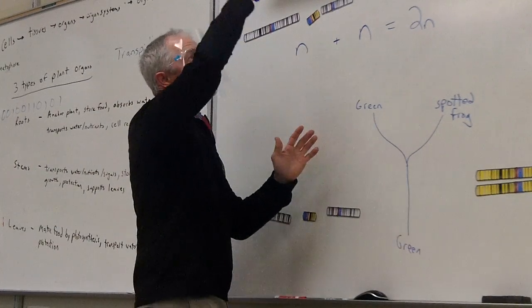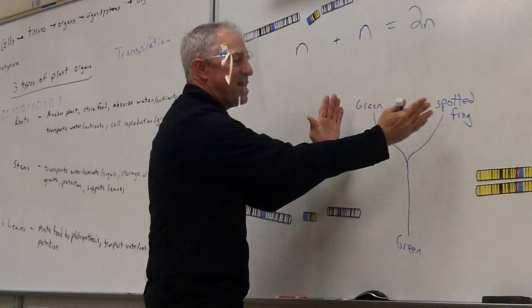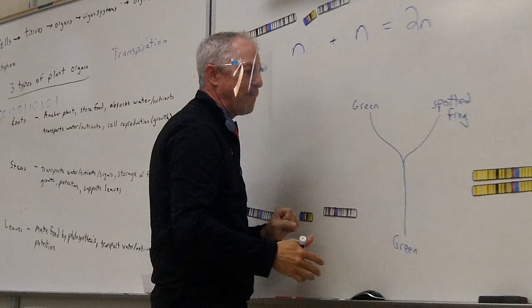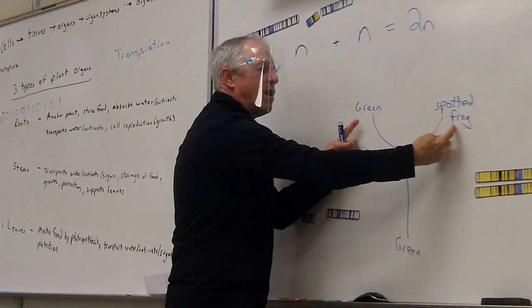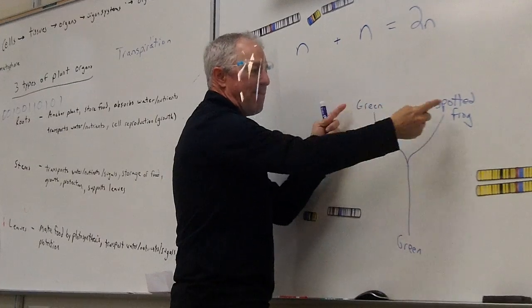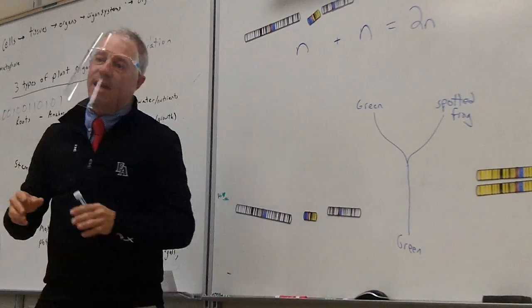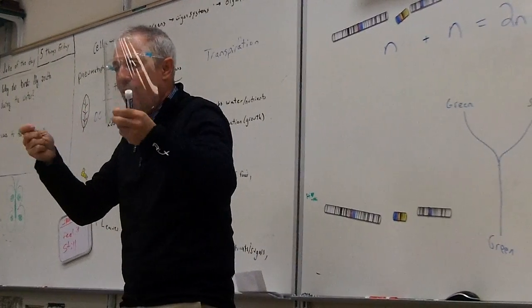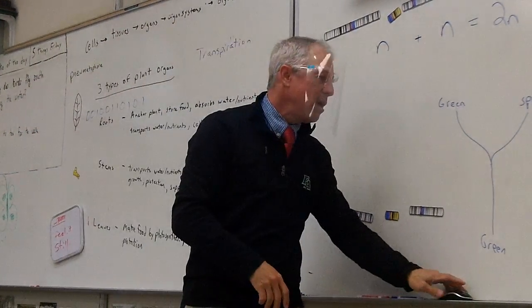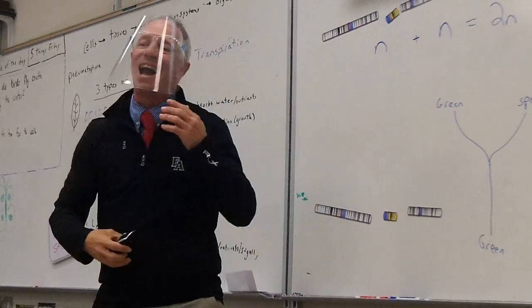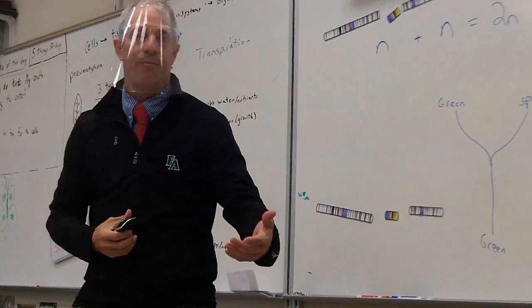Now, this next section talks about what keeps these species separate. Let's say the river was removed and the spotted frogs came back. Couldn't they mate with the green frogs? No. If they were the same species, they could mate. But if they're different species, they won't mate. And we call what keeps them separated an isolating mechanism.